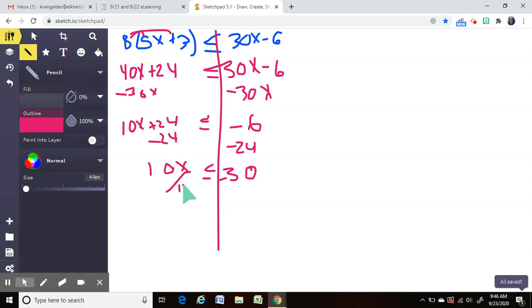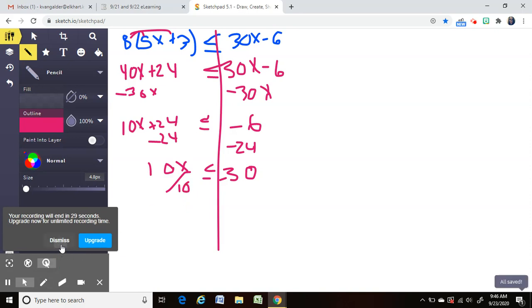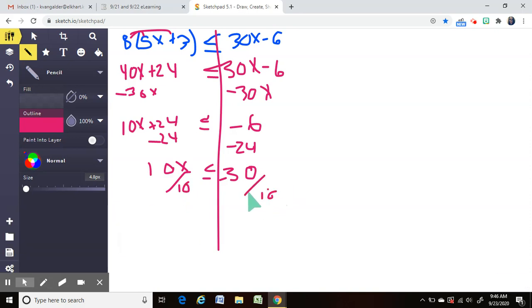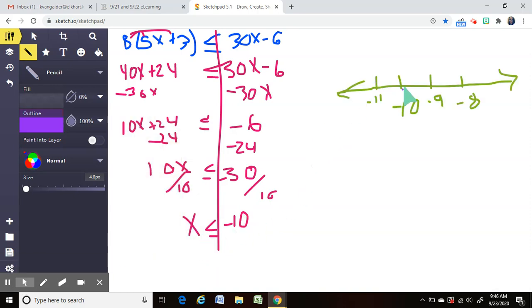To get rid of that 10, you have to divide. So I have x less than or equal to -10. So I need to have a closed circle, and it indicates that x is smaller, so I go towards the smaller numbers. I hope that this helps.